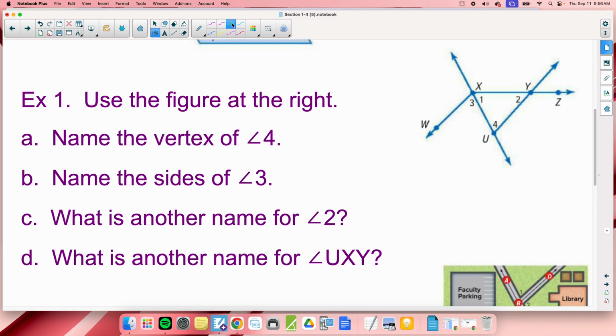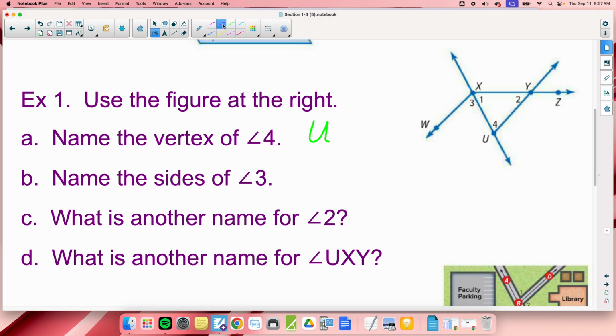So the first one says name the vertex of angle 4. So here's angle 4. If it helps you, draw over it or highlight it or something like that. But what would the vertex of that angle be? U. It's just that point right there that the rays take off. Very good.